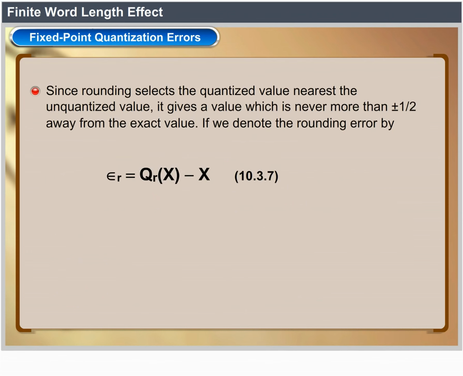Since rounding selects the quantized value nearest to the unquantized value, it gives a value which is never more than plus or minus delta by 2 away from the exact value. If we denote the rounding error by epsilon r equal to QR of x minus x, is called equation number 10.3.7. Then minus delta by 2 less than or equal to epsilon r less than or equal to delta by 2 is called equation number 10.3.8.